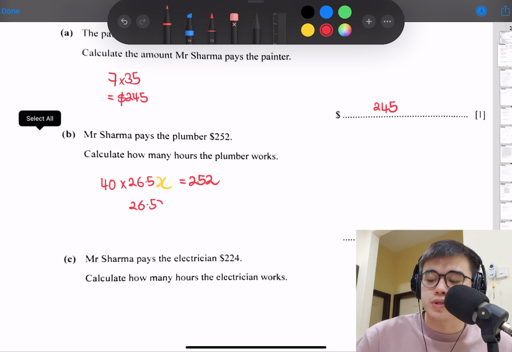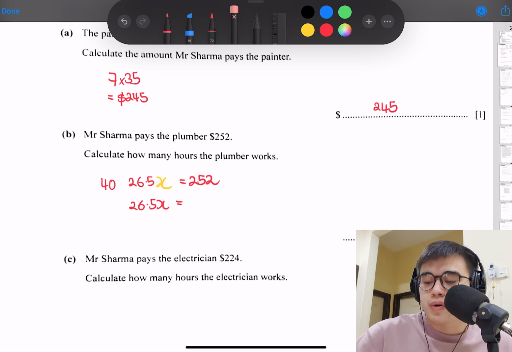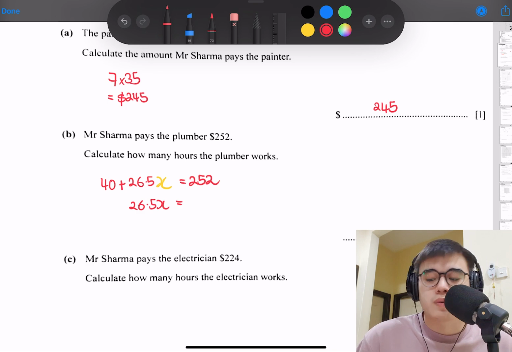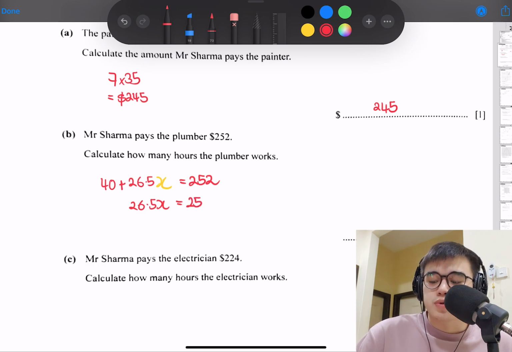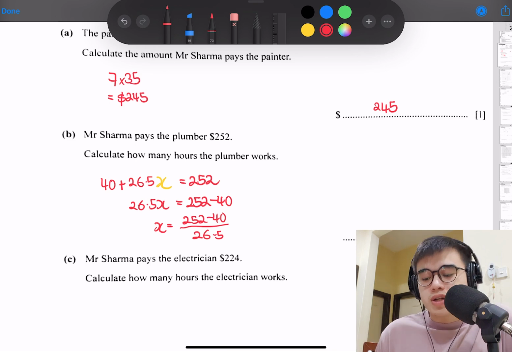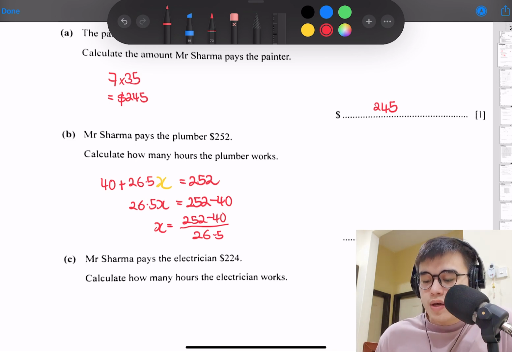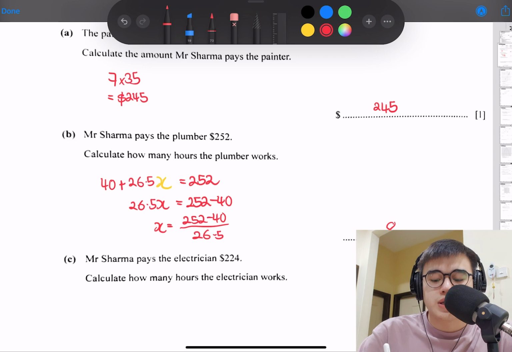So to get to the result, you're expected to get rid of the 40 first. Please remember the relationship is plus instead of multiply, what I've written down. So you're supposed to take 252 minus 40, and then divide it by 26.5. And the answer that you're looking at should be 8 hours in total.